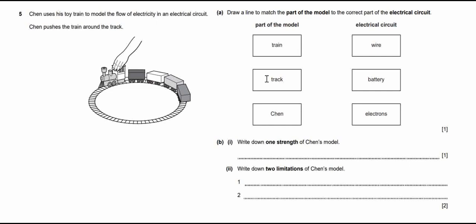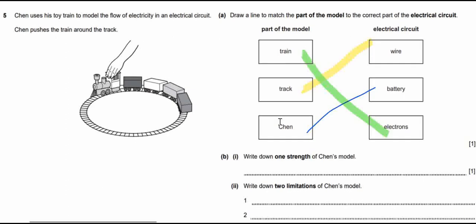Right, time up. Let's open the answer, guys. So the train represents the electrons, the track represents the wire, and Chen represents the battery that moves the toy train. Question B, part 1, write down one strength of Chen's model. 10 seconds from now.